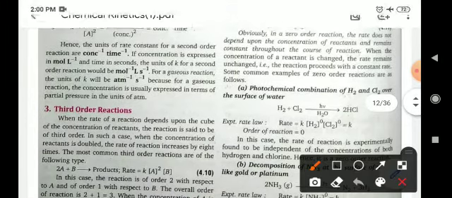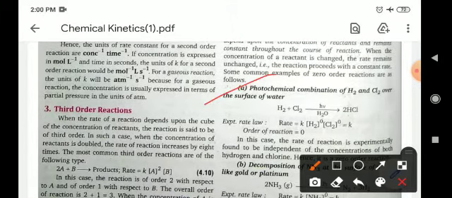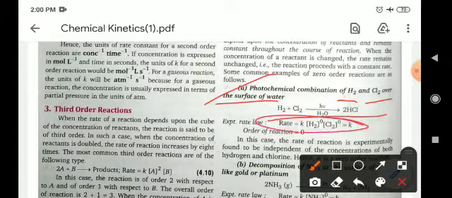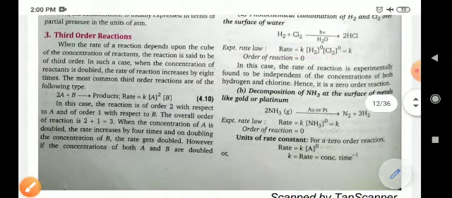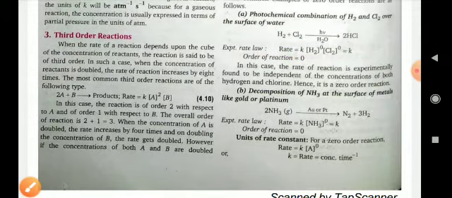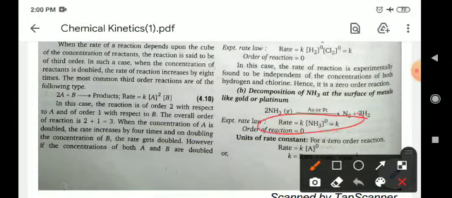For example, the photochemical combination of H2 and Cl2 over the surface of water gives 2HCl. The order of reaction will be 0, because here the concentration of H2 and Cl2 will never affect the rate of the reaction. Another example, 2NH3 gives N2 plus 3H2. It is also a zero order reaction.